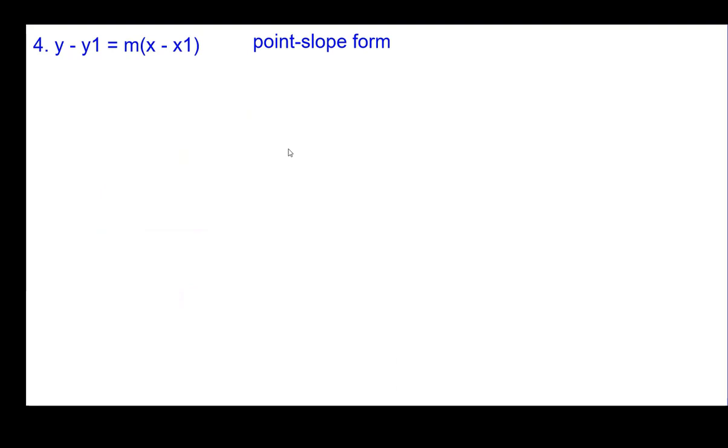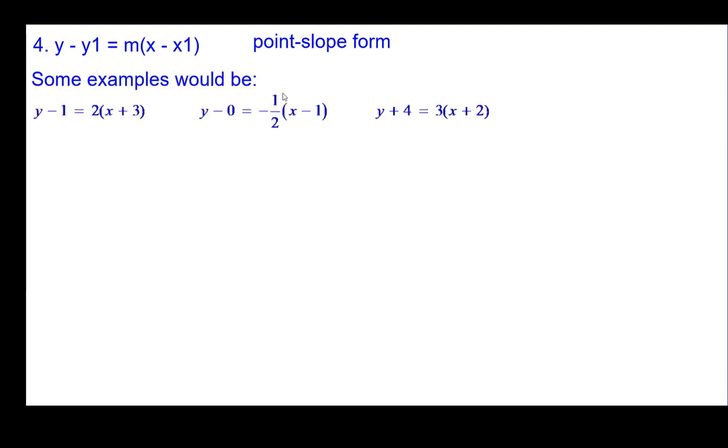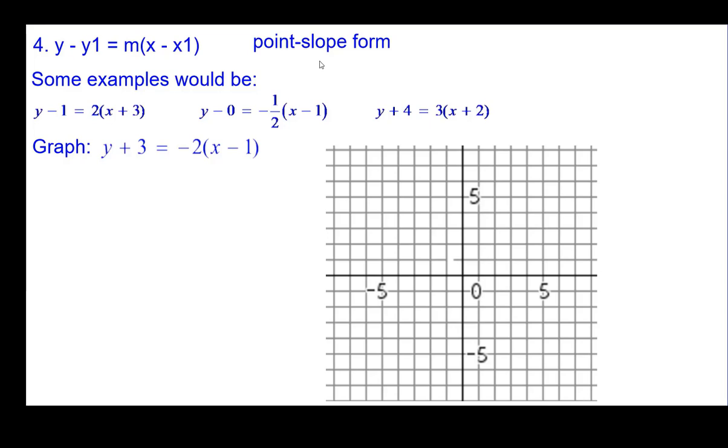Fourth one, point slope form, is of this form: y minus y1 equals the slope times the quantity, x minus x1. Here are some examples that are in point slope form. The example we're going to graph is y plus 3 is equal to negative 2 times the quantity of x minus 1.